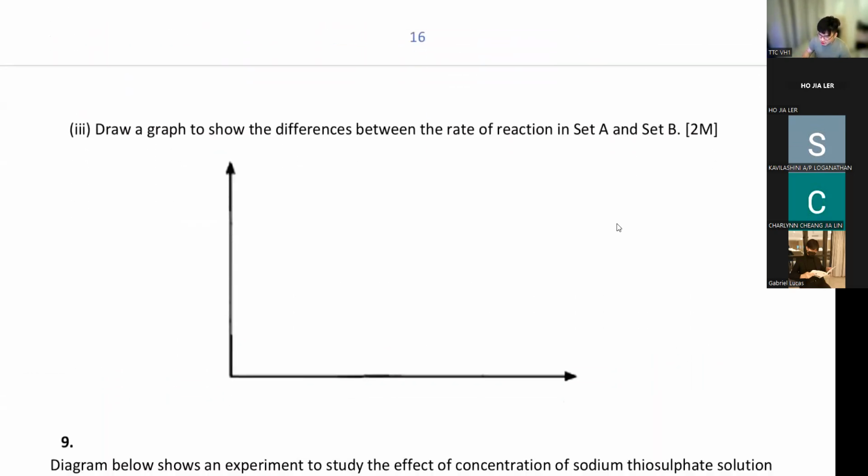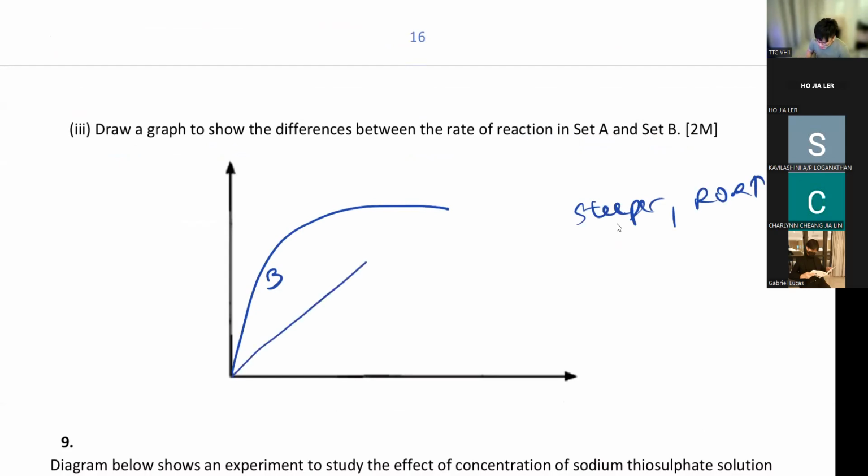Right. So draw a graph to show the difference between rate of reaction in set A and set B. So your set B will be very steep. Because like I said, the steeper it is, the higher the ROR. Gradient what? The higher the gradient, the higher the ROR. So your set A will look something like this. Can you see they all end at the same point?